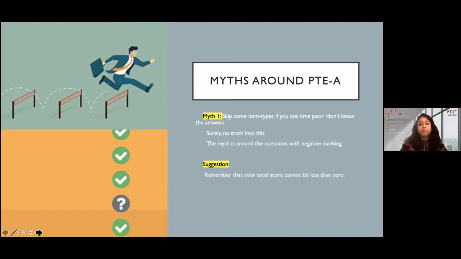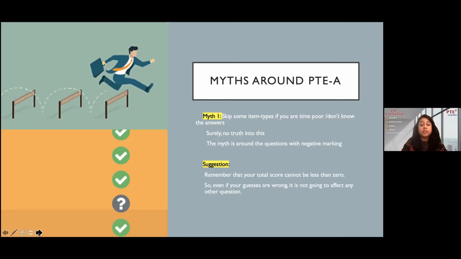So my suggestion would be that remember that your total score cannot be less than 0. Okay. So in case the question has a negative marking, all right, and you don't know the answer, what will be the worst situation? You will get 0 either way, right? So it's wise just to choose one option because you never know, that can be the correct answer. So if that's a wrong answer, you get a 0. If you have negative marking, even then you're getting a 0. You can't get -1 even after 0. 0 is the last resort. So obviously you can take the risk.